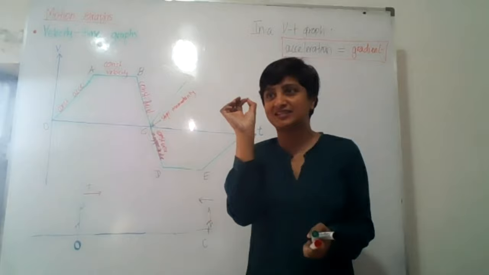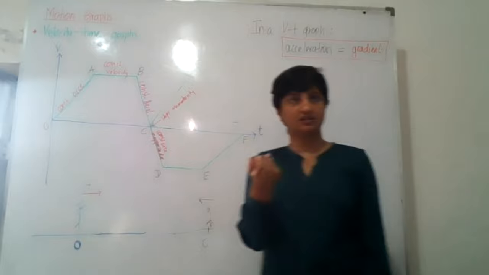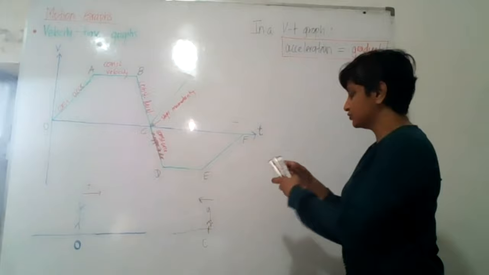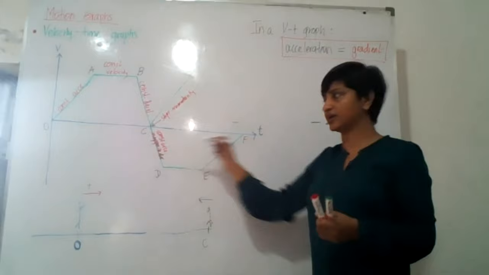And what's the sign of this gradient? If you find this gradient, what kind of an answer would you get? A negative answer. You would get something like negative 4 meters per second squared from B to C, and from C to D, also negative 4 meters per second squared. Same value, and negative.